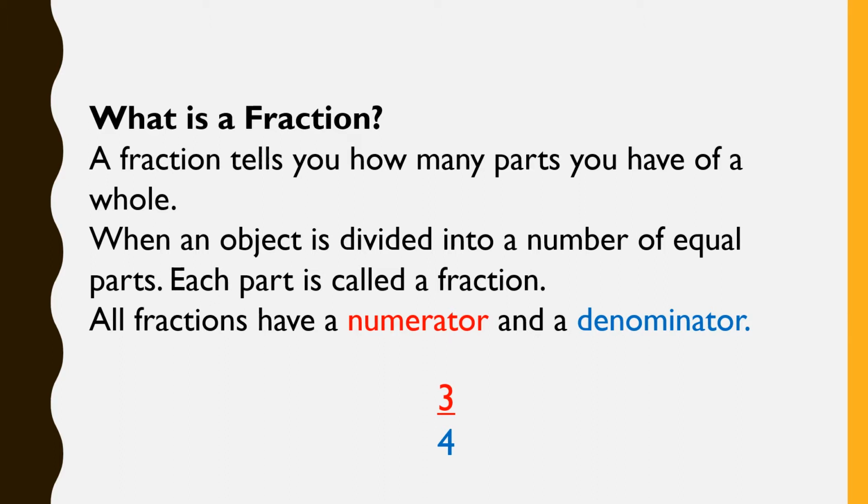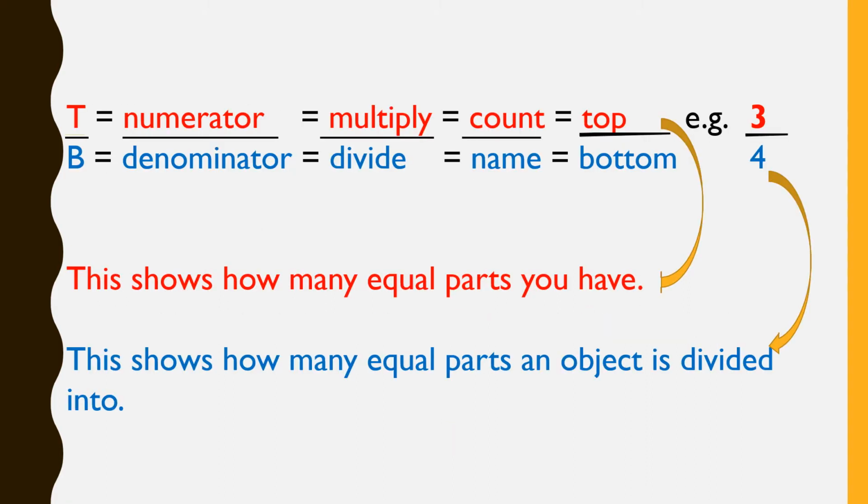All fractions have a numerator and a denominator. For instance, in this case, we have 3/4. 3 is on top, 4 is at the bottom. The 3 is the numerator, 4 is the denominator. Also, the top number in terms of the math is multiplying. So the top multiplies while the bottom divides.